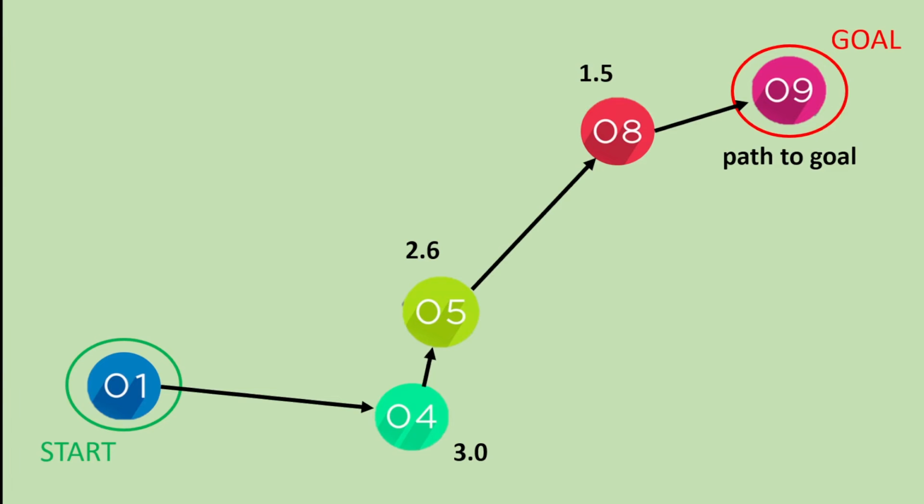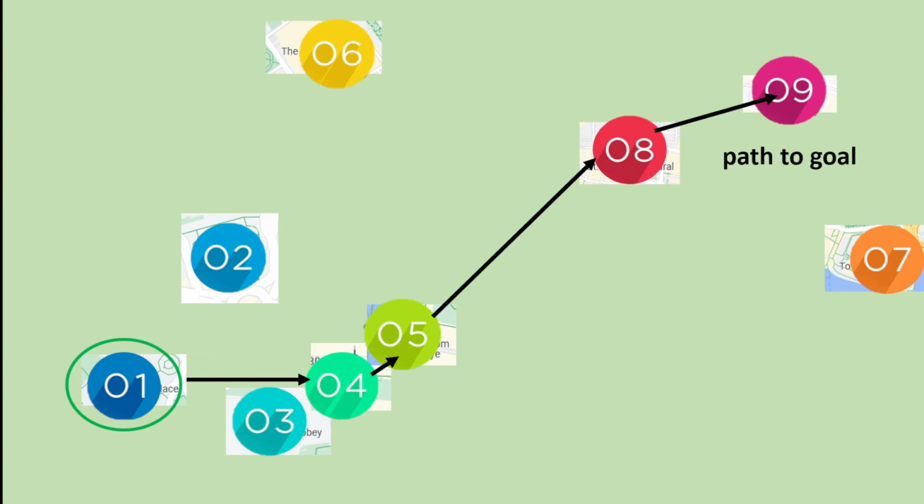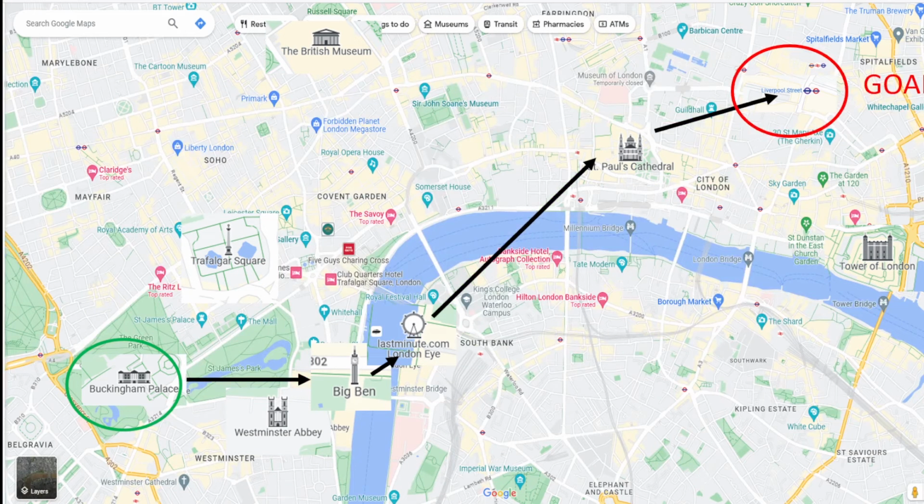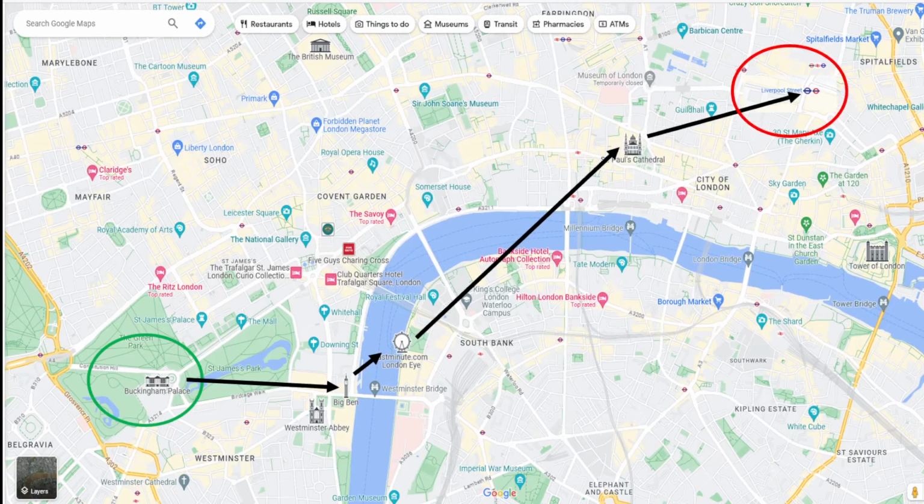Now we have a path. We can look at our London map. Let's first of all look at the attractions. We can see the path from Buckingham Palace to Big Ben to the London Eye, St Paul's Cathedral to Liverpool Street Station. And on the map, and if we take away the attractions so it's just the map, you can see our path from Buckingham Palace to Liverpool Street Station on the map.